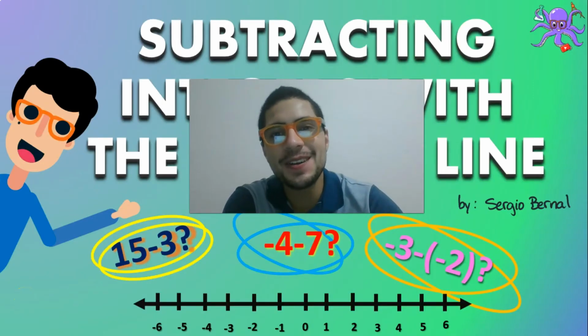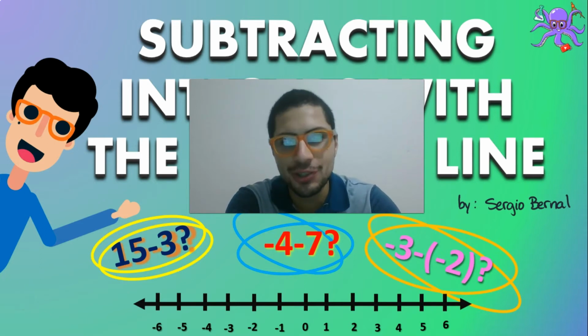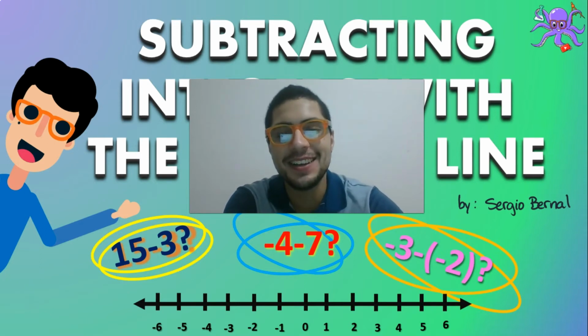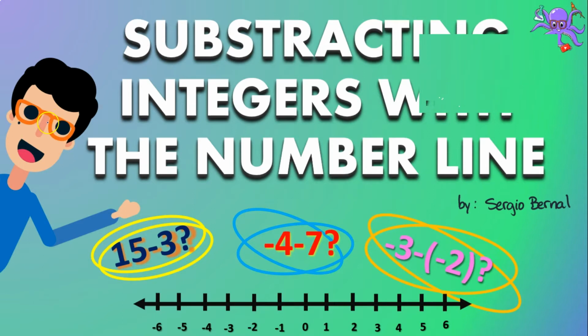Hello guys, welcome back. Today we're going to be seeing problems with subtraction of integers using the number line. So let's begin. Maybe you have been wondering, how do you subtract two numbers using the number line? Where do I have to move? Which steps do I have to count? What if those two numbers are negative? Those are the questions we're going to find answers for. So let's get started. So here we have two problems.